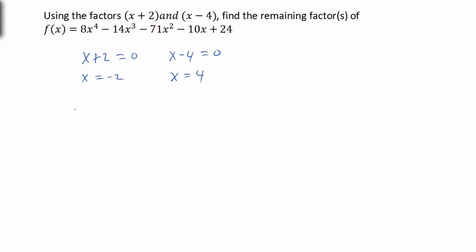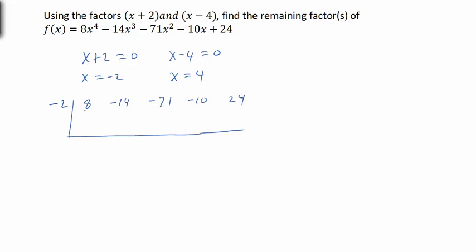I'm going to start with the negative 2, so I'm going to put the negative 2 out front, and then we're going to bring down the coefficients of our function, 8, negative 14, negative 71, negative 10, and a positive 24. And again, make sure they're in descending order. X to the fourth, x cubed, x squared, x to the first.